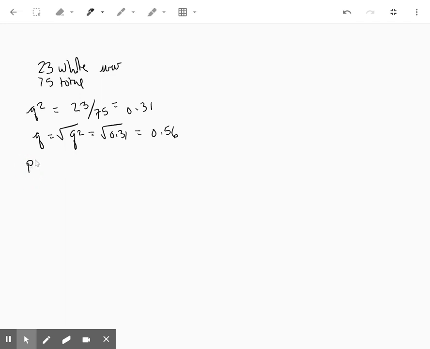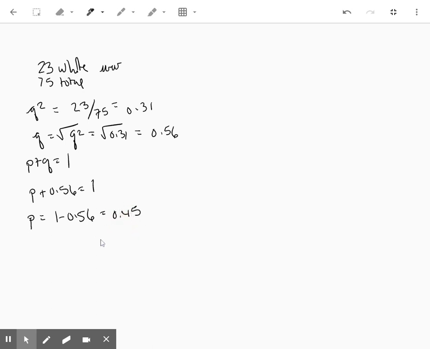We can then use the equation p plus q equals 1, assuming Hardy-Weinberg equilibrium, and all alleles in the population have to add up to 1. So to solve for p, we're going to plug in q, subtract 0.56 from both sides, and so p is equal to 0.45.